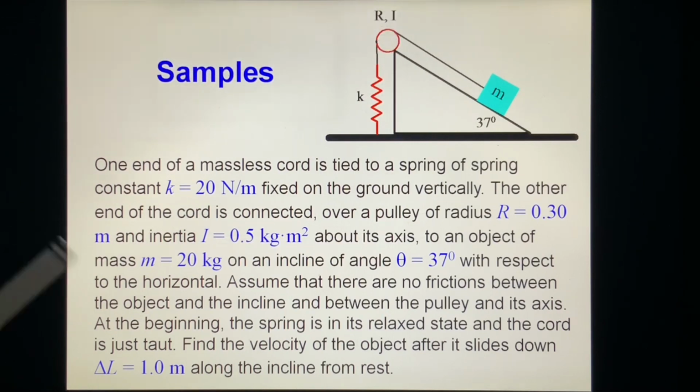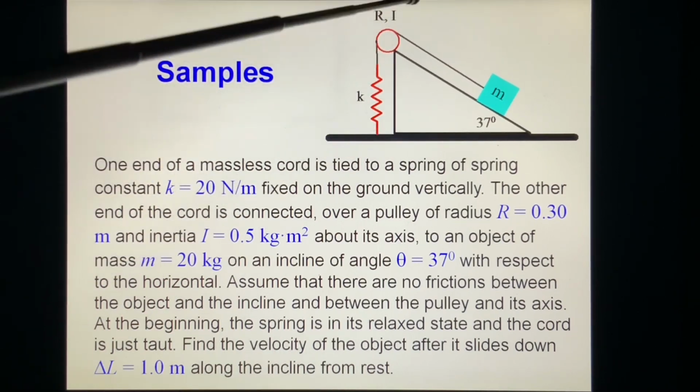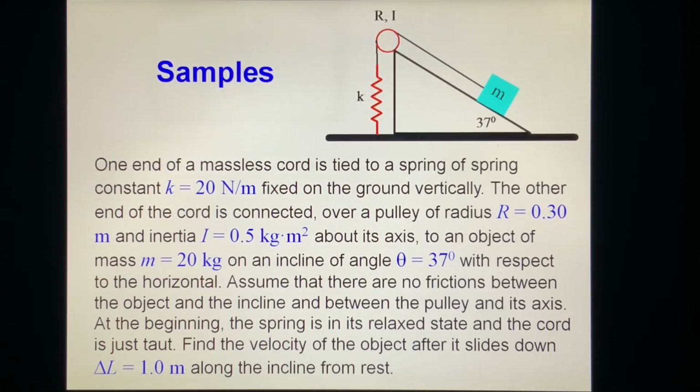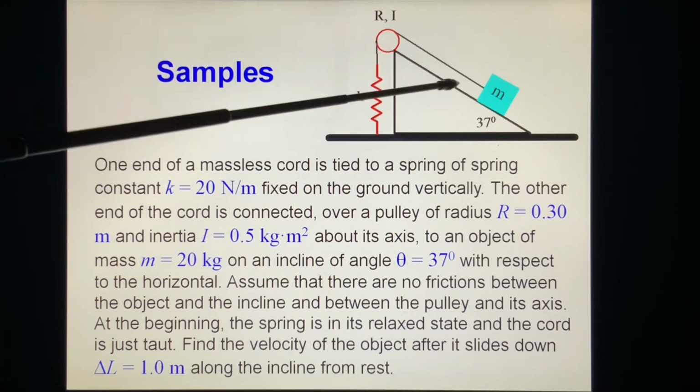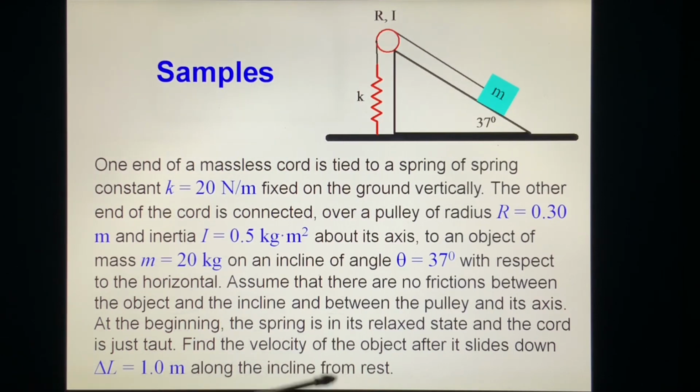At the beginning, the spring is in its relaxed state, the cord is just taut, and the mass is at rest. Find the velocity of the object after it slides down delta L equals 1.0 meter along the incline, starting from rest. We try to solve it from Newton's second law, both for translation and rotation.